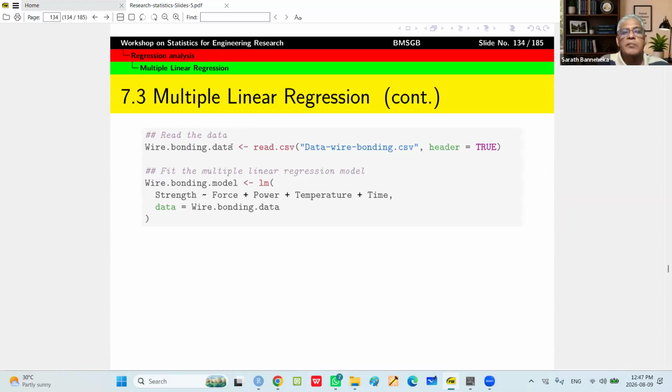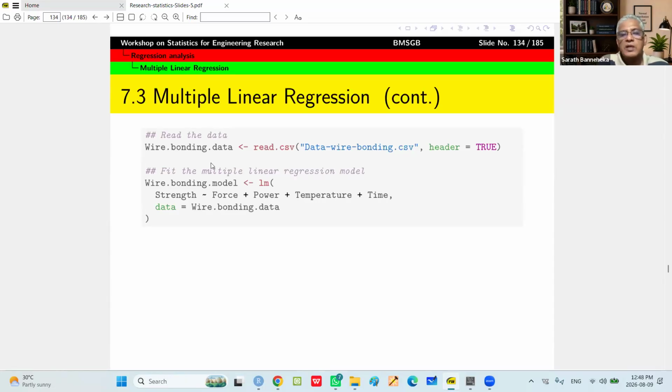So first of all, I get the data by reading the CSV file, read.csv. And then we use the R command called lm, linear modeling, right? I fit the model and put the output into wirebonding model. That is the name that I give for the output. So it's lm, strength. Strength is the Y variable, and then this is the tilde mark, right? Tilde. And then we include the variables that we want to include: power plus force plus power plus temperature plus time, right?